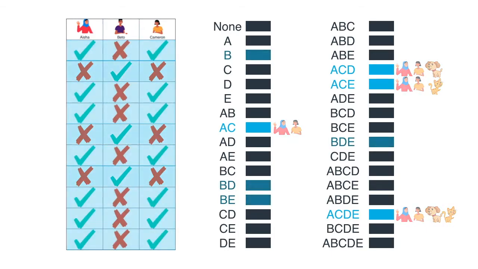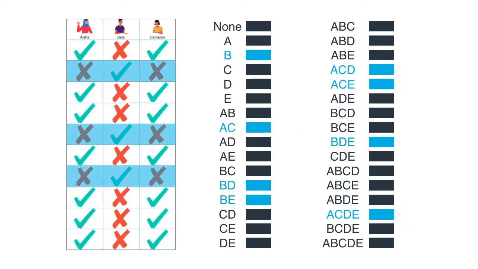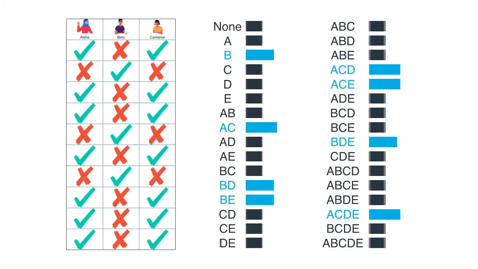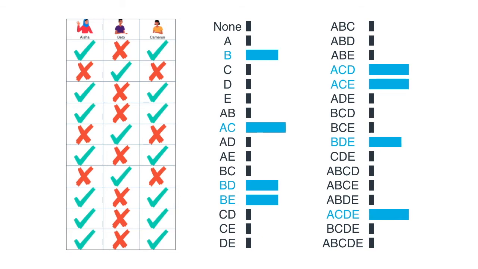And now, what are the ones where only Beto shows up? Well, on the left they're highlighted in blue, and on the right we've also highlighted the ones where only Beto shows up and not Aisha or Cameron. So he could show up with Descartes, he could show up with Euler, or he could show up with Descartes and Euler. So what we want is for these scenarios to have high probabilities and all the other ones to have low probability. So that's how we want our final probabilities to look like.